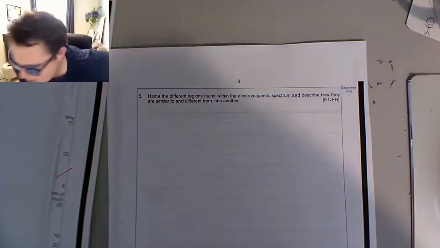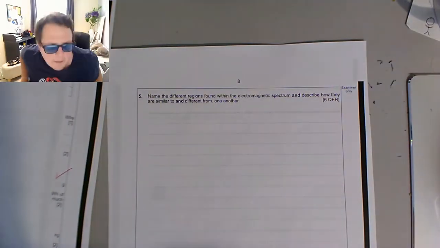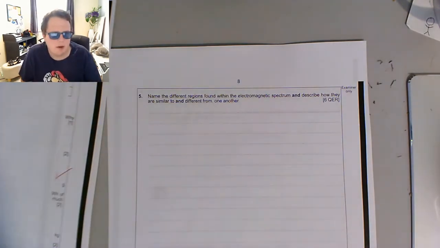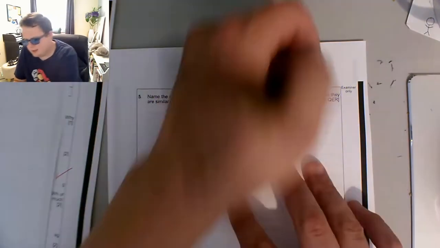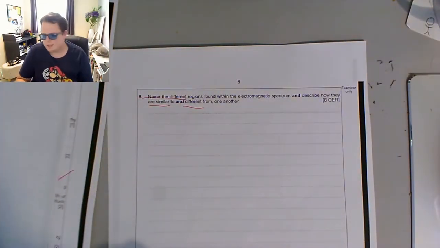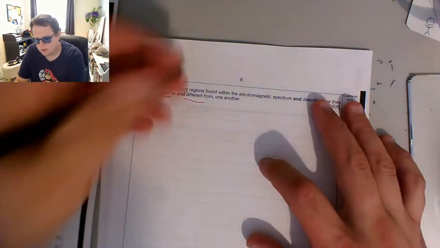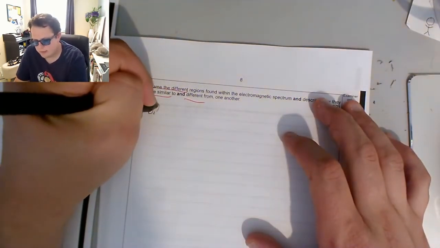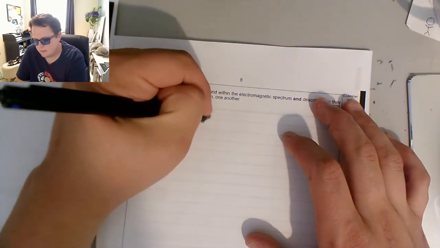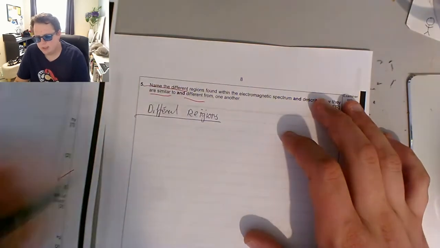So, in terms of how would I go about this answer? Well, in terms of quality of written communication, it doesn't always mean you've got to write in perfect prose. For this sort of answer, I want to name the different regions, I want similarities, and I want their differences. So, to be honest, bullet points for quite a lot of this will do. So we could have different regions, like so, and we could just list them.